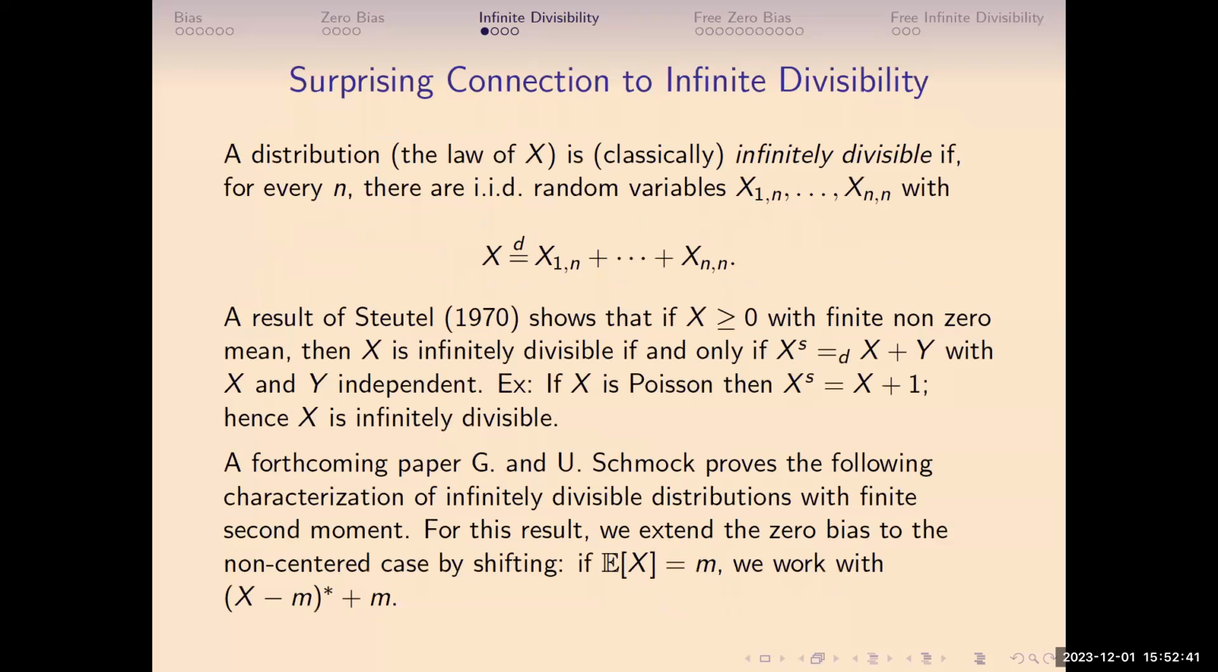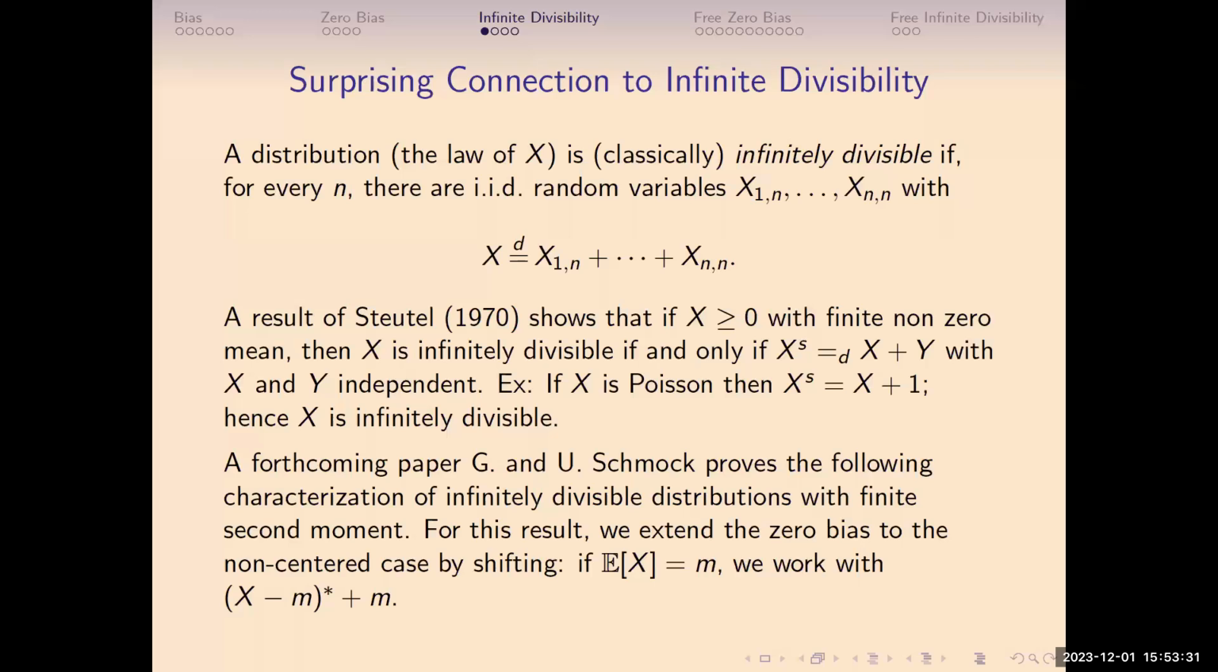Okay, so here is also a surprising connection to infinite divisibility. Let's recall, a distribution is classically infinitely divisible if for any n you can find an nth root. That is, you take a distribution and you say it's got some n distribution, and when you add n of those together, X_{1,n} up to X_{n,n}, all IID, then you recover X. So this is called infinite divisibility. And now Steutel in 1970 showed that a finite non-zero mean random variable X is infinitely divisible if and only if its size bias is equal in distribution to the original random variable plus an independent increment.